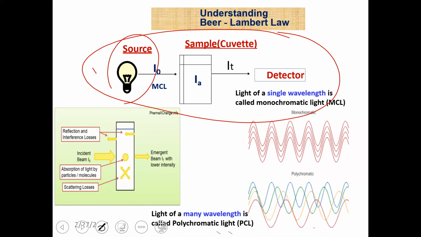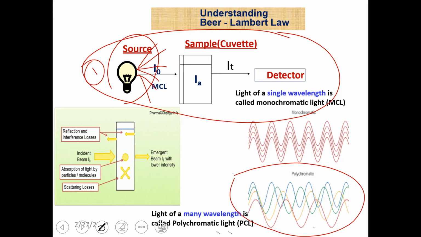The first component is the light source, which is able to produce light of many wavelengths, which we call polychromatic light. So the light from the source is not a light of a single wavelength, it is a light of multiple wavelengths, which we call polychromatic light. You cannot send this polychromatic light to the sample.